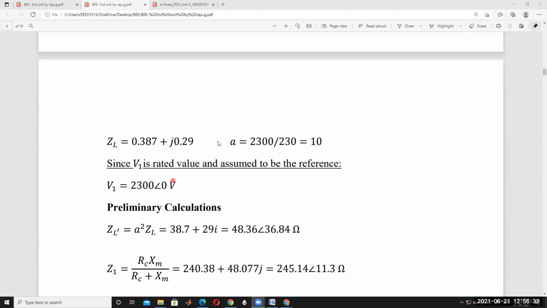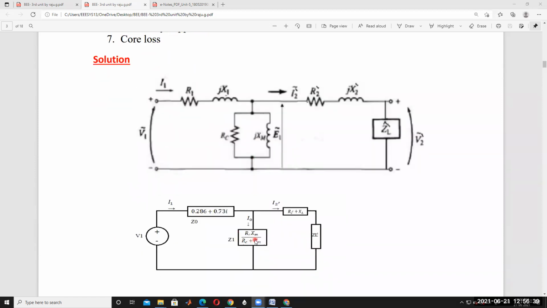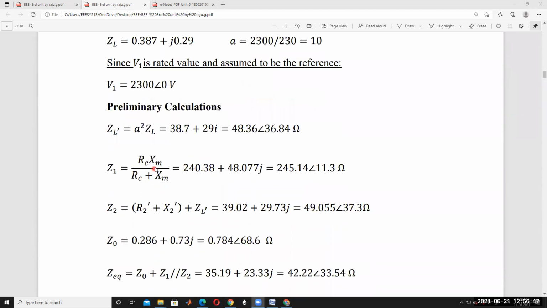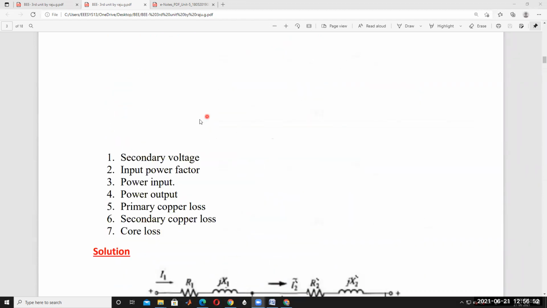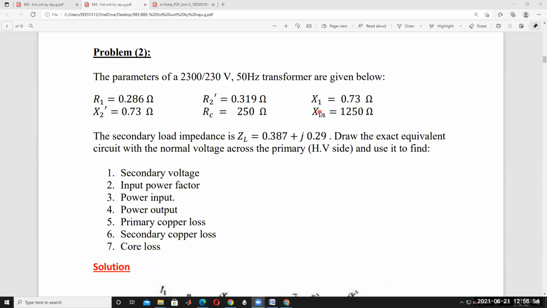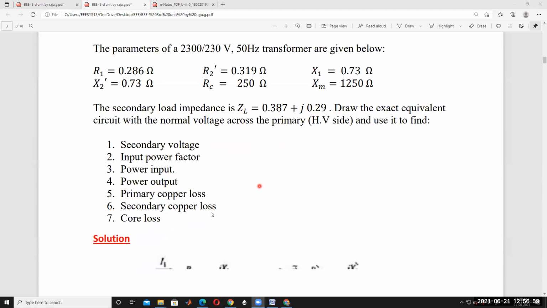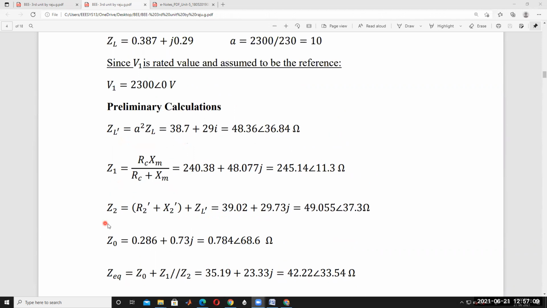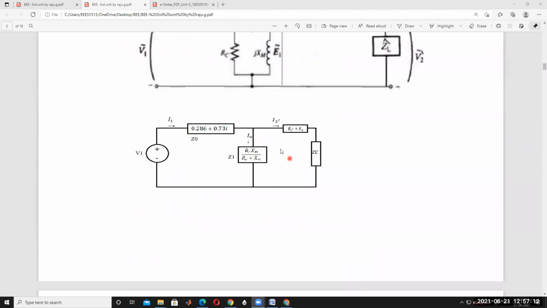Z1 is called this impedance. Z1 is equal to RC into jXM divided by RC plus jXM. Substitute here: RC is the core loss component, and RC is given and XM is also given. RC into jXM divided by RC plus jXM. Understood? Substitute and you will get this resultant, 245.14 at an angle of 11.3 degrees ohms.